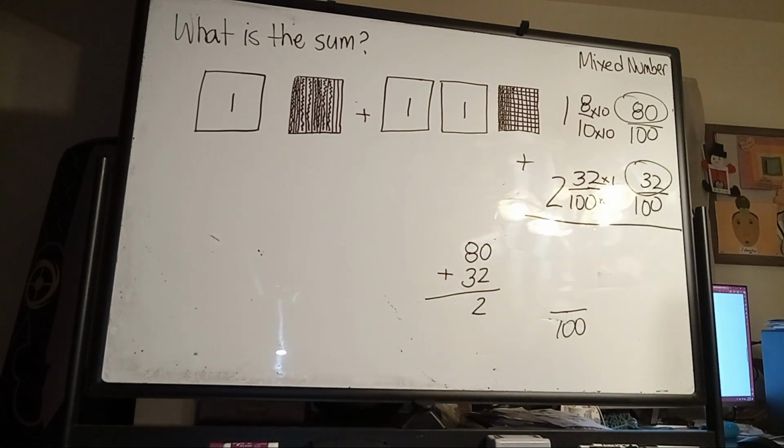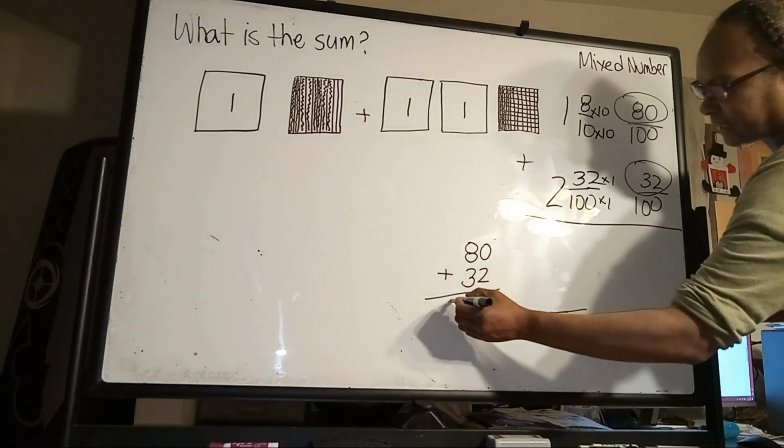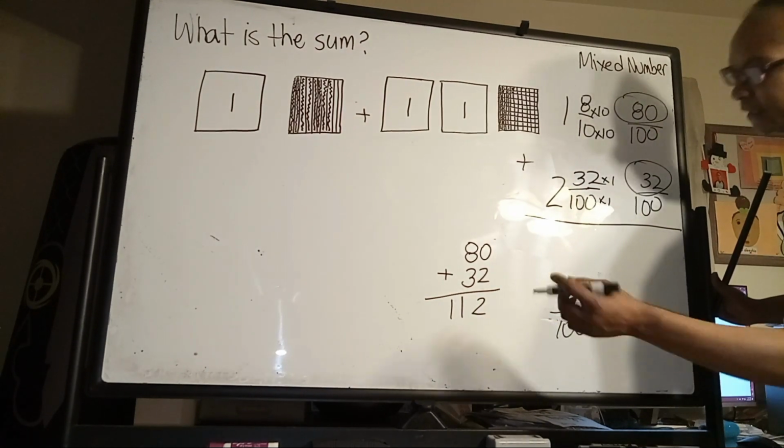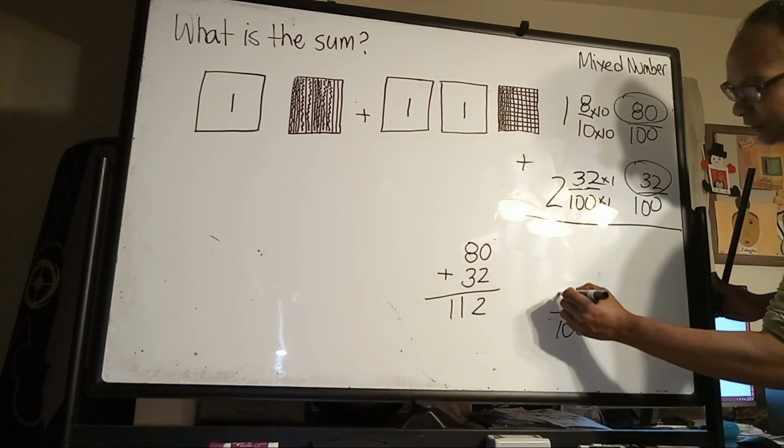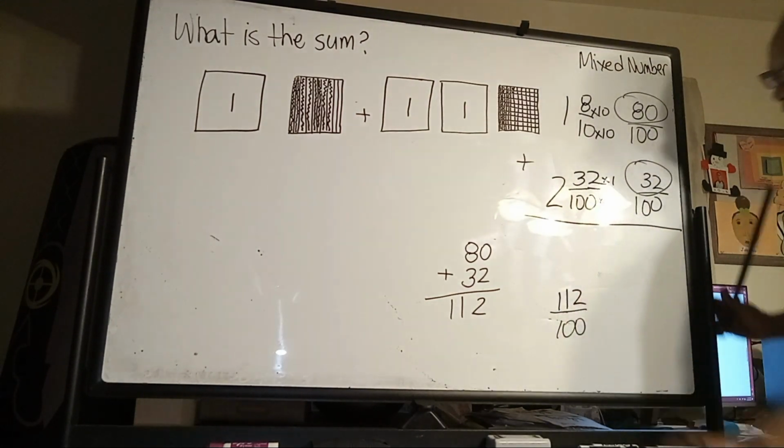We're going to count up 3 times. 9, 10, 11. That's where we at. That's where it stops. 11, which gives us an answer of 112.